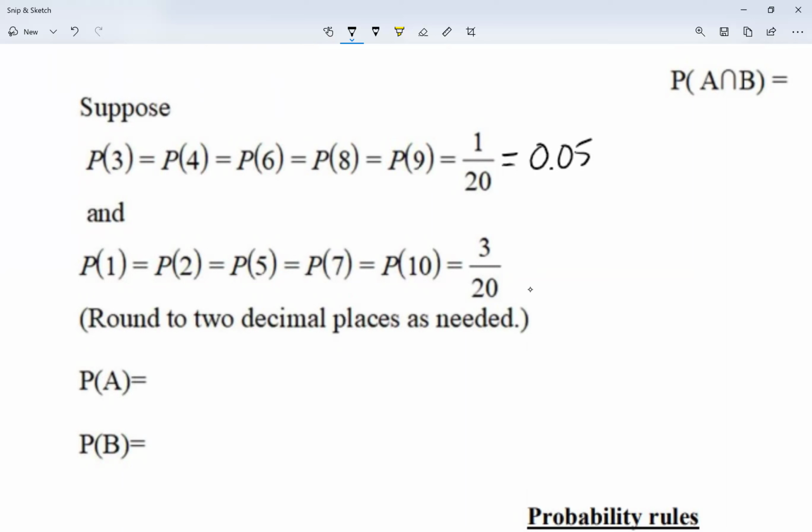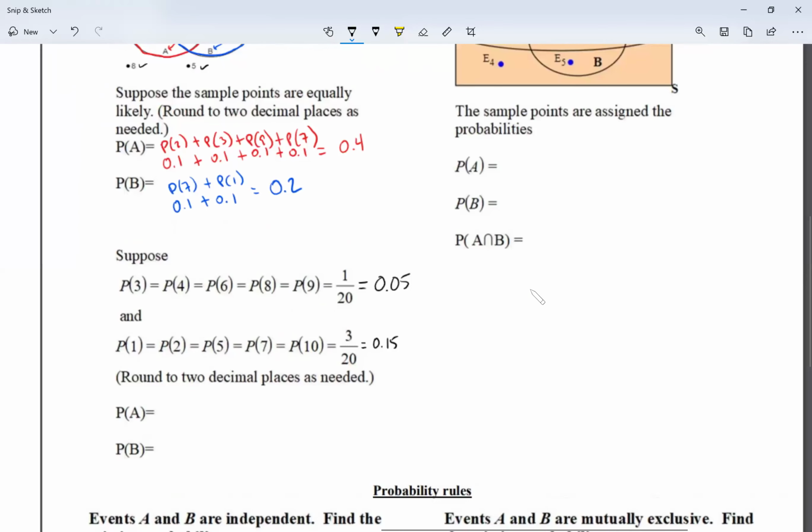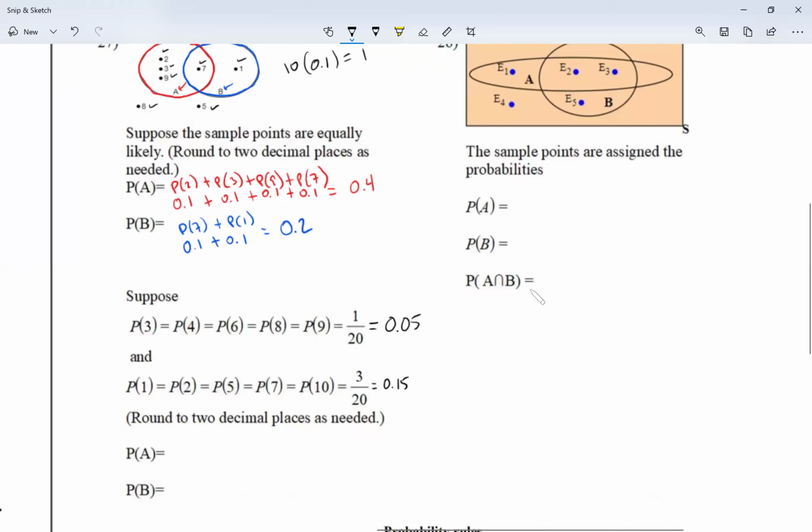But then it says the probability of 1 is equal to probability of 2. It's equal to probability of 5, 7, and 10. And all these probabilities are equal to 3 over 20. Using my calculator, 3 divided by 20 is 0.15. Now, round to 2 decimal places as needed. What's the probability of A happening? Okay, so let me zoom out to look at my picture.